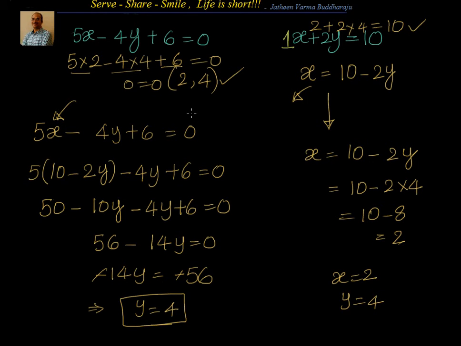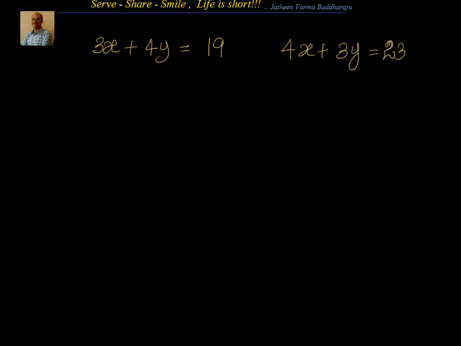Let's solve one more example. Now let's look at this example. We have 3x plus 4y equal to 19 and 4x plus 3y is equal to 23. So the best way to solve this problem is the quotient switched method. If you are not aware of that, just look in the same playlist. You have linear equation in two variables, quotient switched.